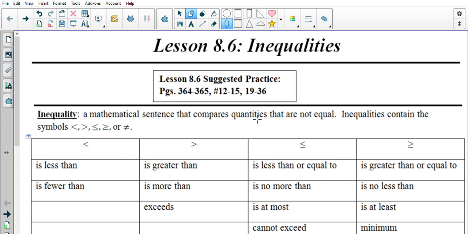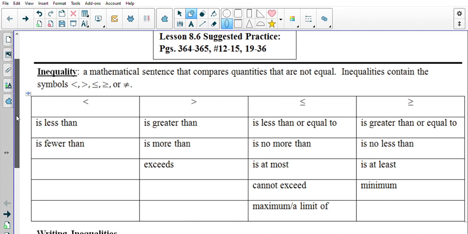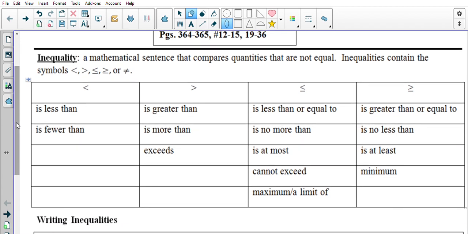First of all, recall that an inequality is a mathematical sentence that compares quantities that are not equal. We have the less than symbol, the greater than symbol, less than or equal to, greater than or equal to, or even the not equal to symbol. If you have two numbers that are not equal to each other, we can put that equal sign with a slash through it. We saw that when we had equations where there was no possible solution.